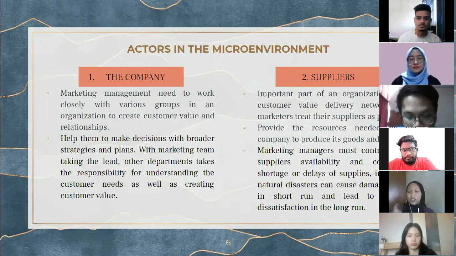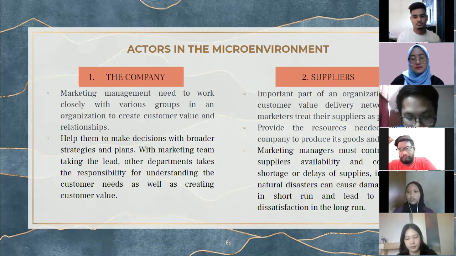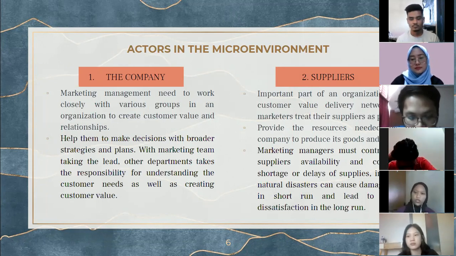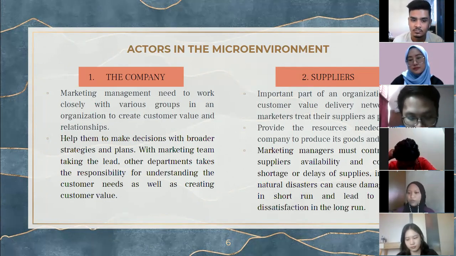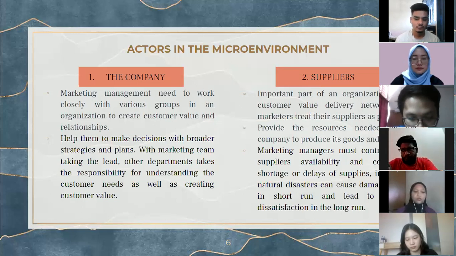Secondly, the supplier. Supplier plays an important role as part of an organization. So most marketers treat their supplier as a partner because they provide the resources needed by the company to produce its goods and services. So marketing managers must control the supplier availability and cost. Any shortage or delay of supplies, for example due to natural disaster, can cause damage to sales and lead to customer dissatisfaction.